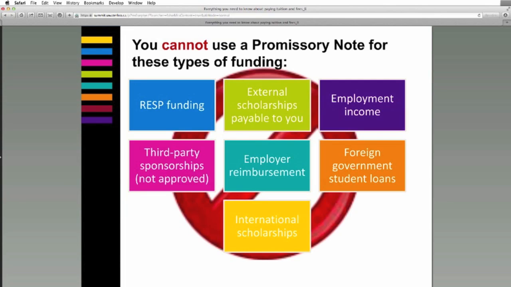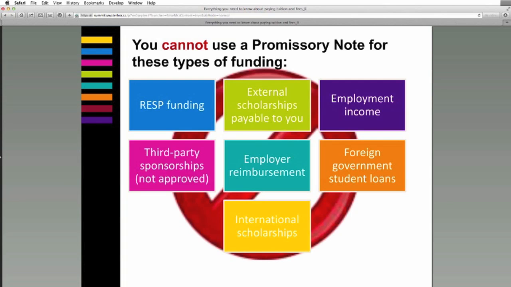Employer reimbursements, generally speaking, those are reimbursements at the conclusion of a course, so we don't accept those. Foreign government student loans. If you're actually from another country and you've obtained student loan funding from that country, unfortunately, that's not acceptable on a promissory note either. And international scholarships. So if you've earned a scholarship in another country, you can use the money that you get, but you cannot use a promissory note to defer payment to wait for that money.